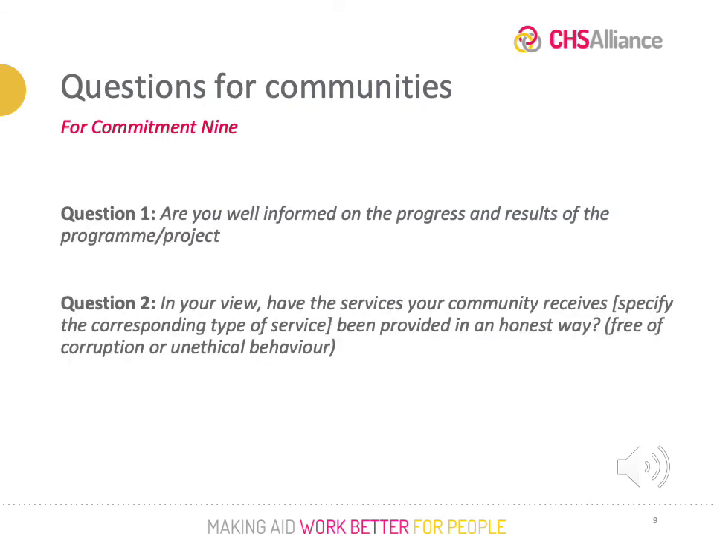While communities aren't expected to know all of the ways an organization manages resources, they will have a perspective that is included in the self-assessment process. They are asked two questions. Question 1. Are you well informed on the progress and results of the program or project? Question 2. In your view, have the services your community receives been provided in an honest way, such as free of corruption or unethical behavior?